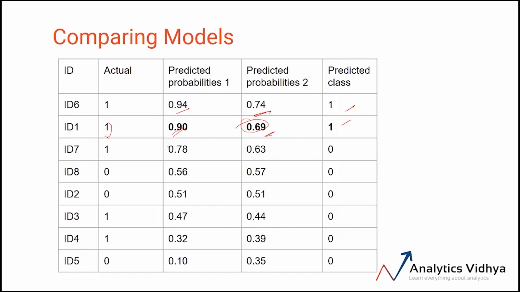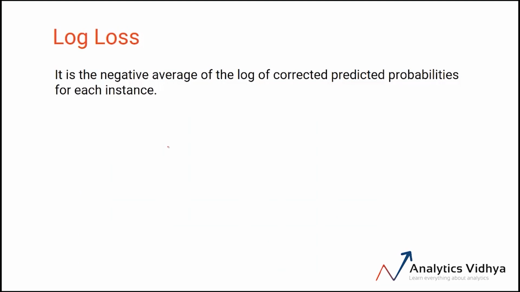So when we are faced with this scenario, we lean on another evaluation metric called log loss that solves this problem. To put a formal definition to log loss, it is defined as the negative average of the log of corrected predicted probabilities for each instance. Now, what do we mean by corrected predicted probabilities? Let us go back to our example.